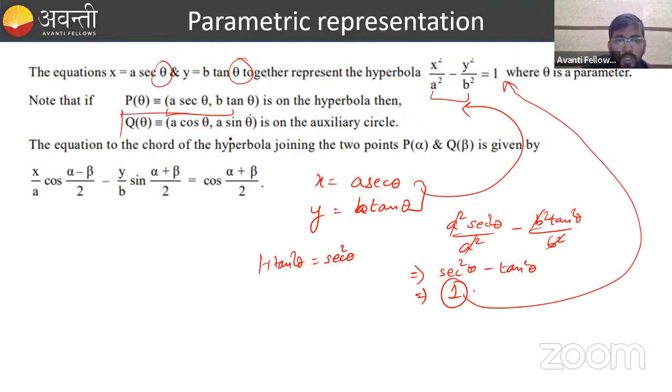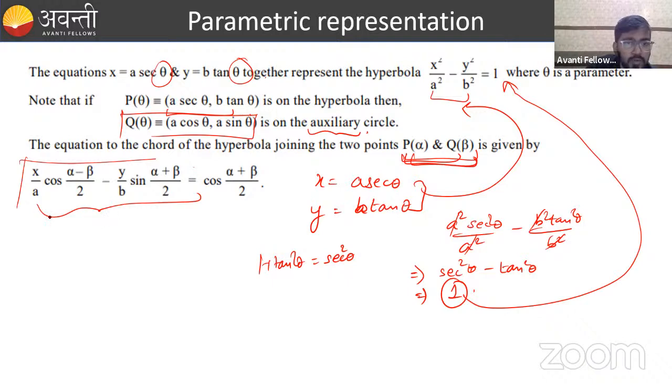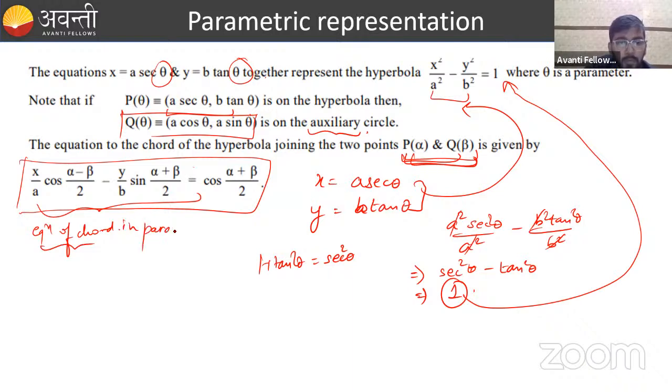Now this theta is given as the parametric coordinate of the points on the auxiliary circle. Now, equation of a chord of the hyperbola joining the 2 points. So these 2 points are parametric points, and the equation of the chord joining these 2 points is given by this formula. So I want you guys to remember this formula. So this is the equation of chord in parametric form.